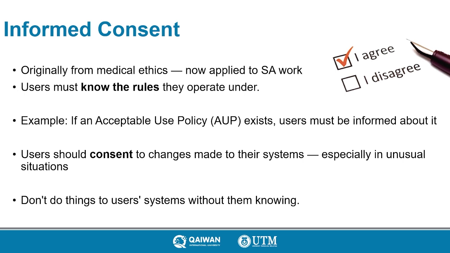Okay, you should tell them, or the users should know what the rules are that they will operate under. For example, if an acceptable use policy exists, the user must be informed about it. Users should consent to changes made to their system, especially in unusual situations. And don't do things to a user's system without them knowing.